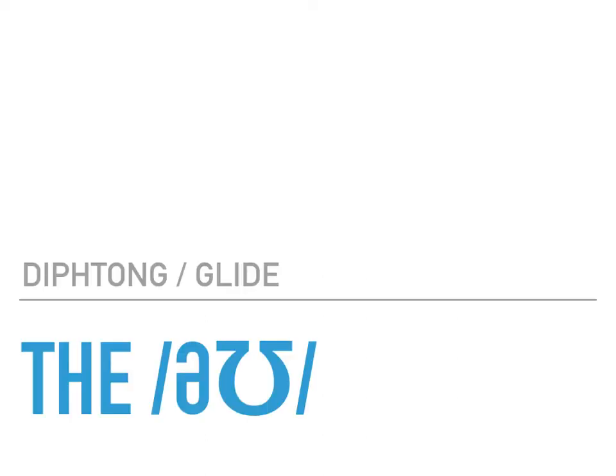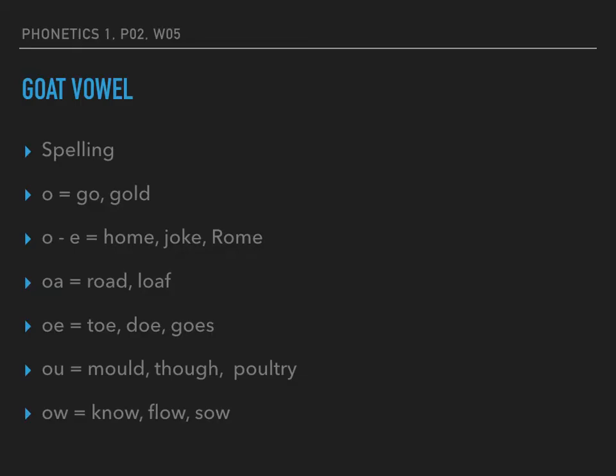The next noise that we're going to look at is the O noise. And as we can see here, it's a glide or a diphthong. We know that it's a glide or a diphthong because it has 2 symbols written as one noise, meaning that we begin at the schwa noise and we end at the book noise. So let's look at how these spellings generally work.